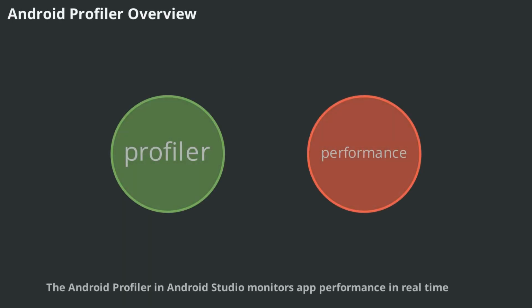The Android Profiler in Android Studio monitors app performance in real time, providing insights into CPU usage, memory allocation, network activity, and battery consumption. Its main components include CPU Profiler, Memory Profiler, Network Profiler, and Energy Profiler, helping developers optimize app behavior and resource usage.